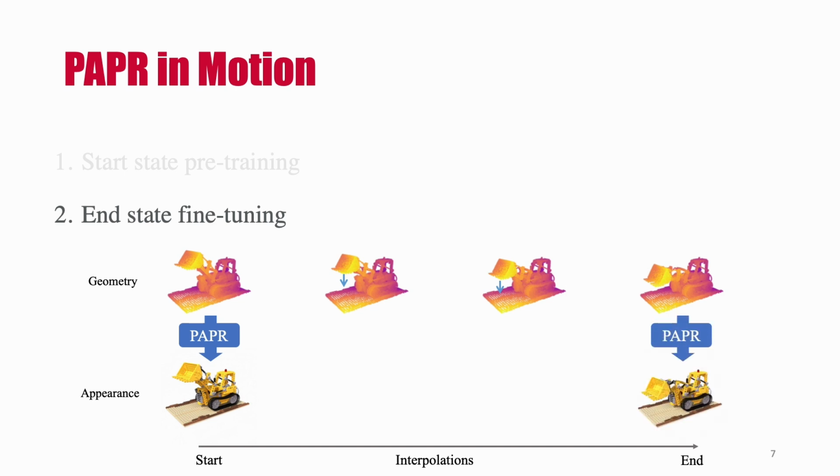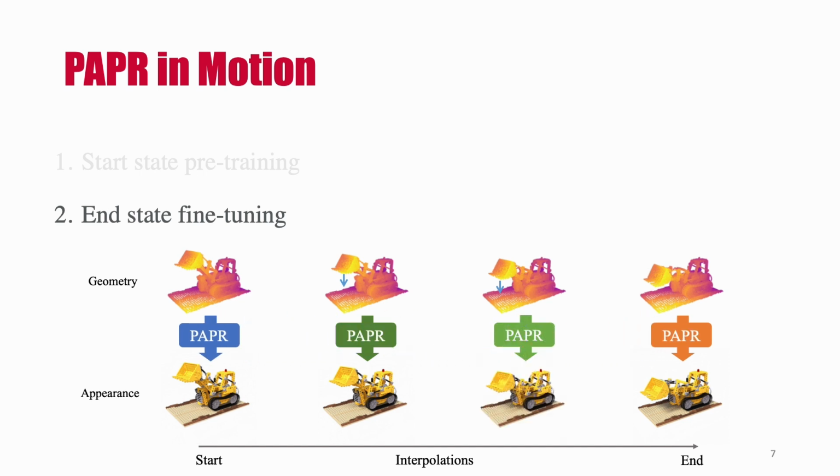Once the geometry has converged to the end state, we further fine-tune the point feature vectors and the attention model weights to capture the appearance difference between the start state and the end state. To render an intermediate state, we use a convex combination of the model weights between the model at the start state and the model after fine-tuning. The weights we use to combine depend on how close the state is to the start and end states.